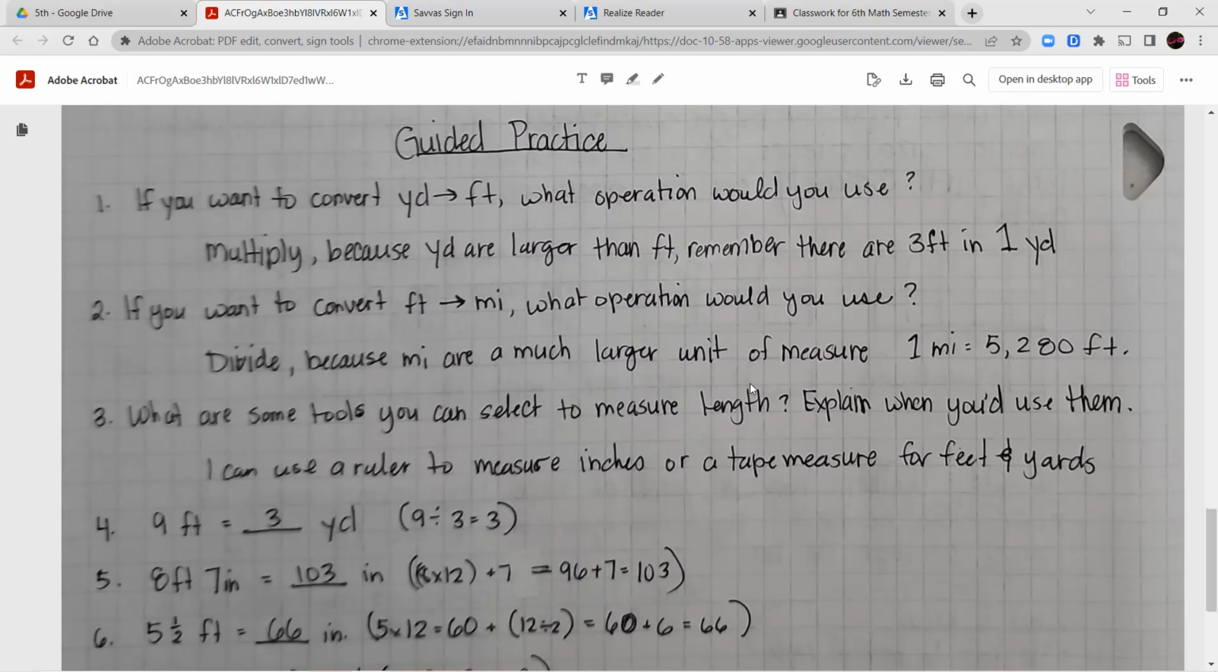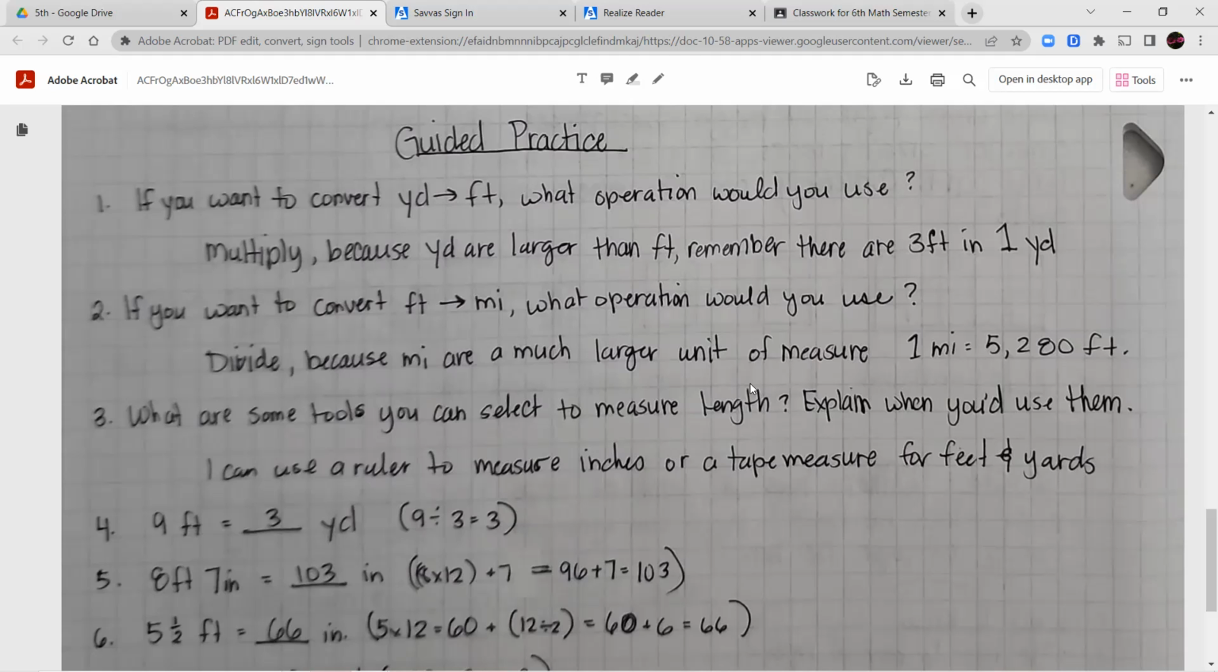And inversely, if you want to go from feet to miles, so small to big, what operation would you use? Here you would divide because miles are a much larger unit of measure. And 1 mile is 5,280 feet. So you're going to be dividing by 5,280 here.